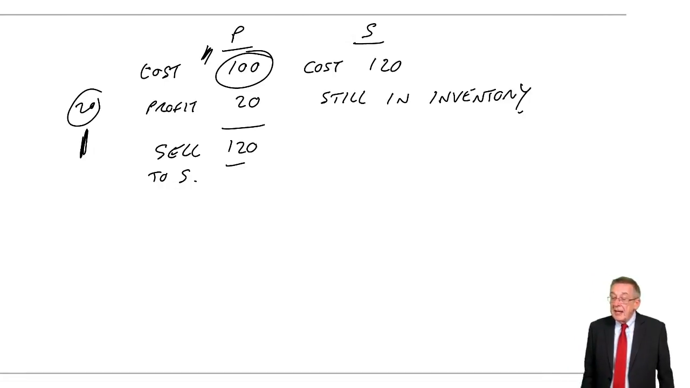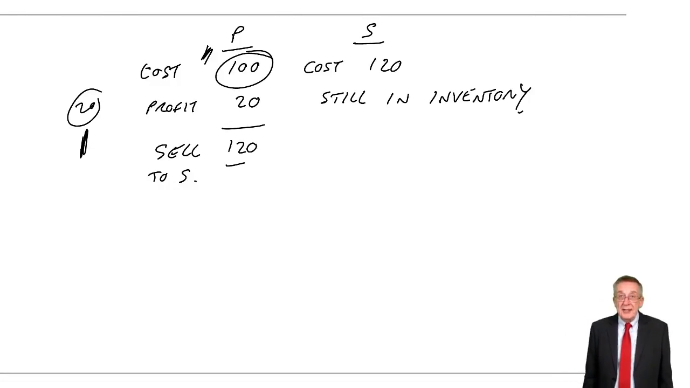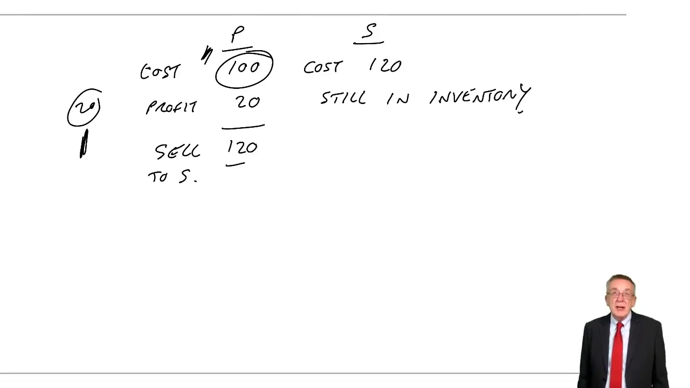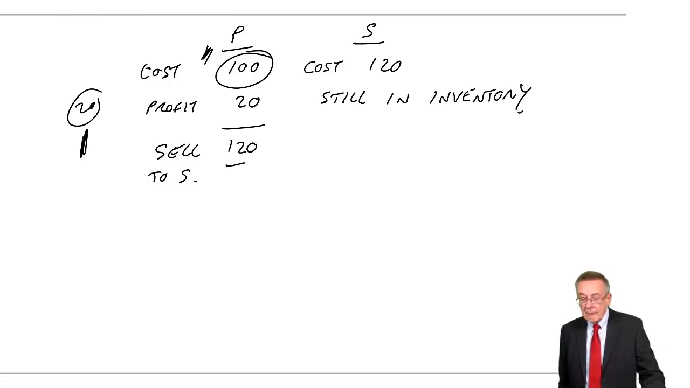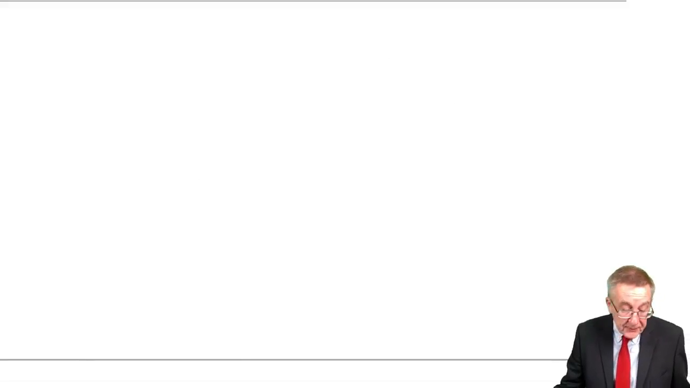So it's only a problem here when there are goods still in inventory that were bought from the other company, but we need to take out that profit that the group hasn't made. We call it unrealized profit. So let me show you with a full example, the last example in the chapter, example 7.